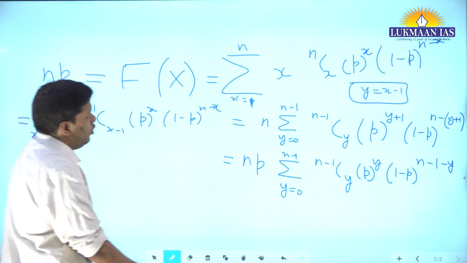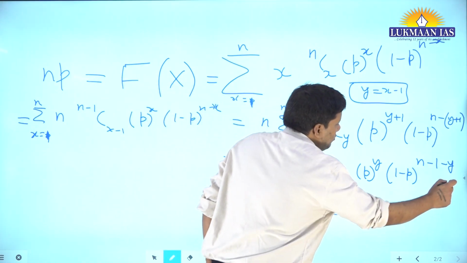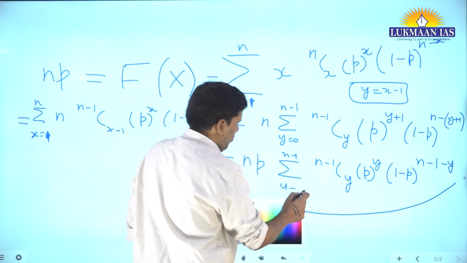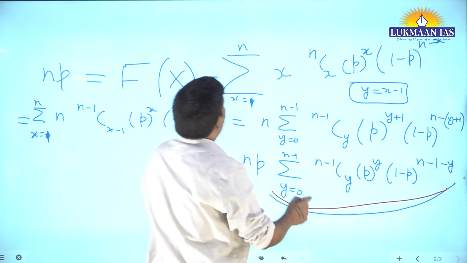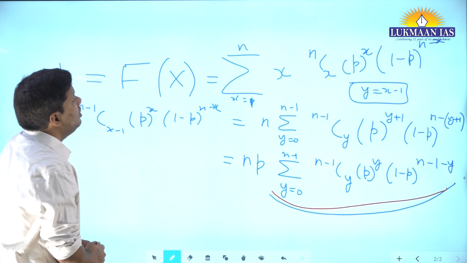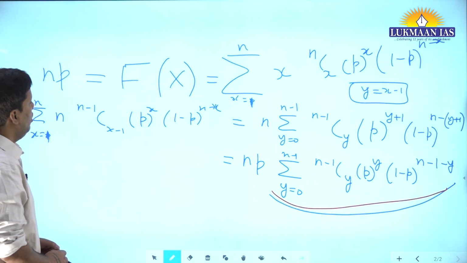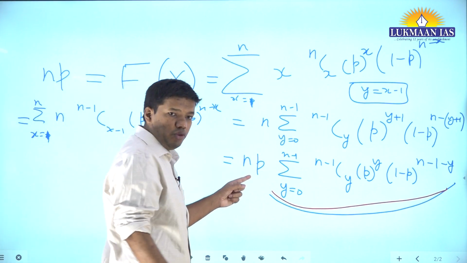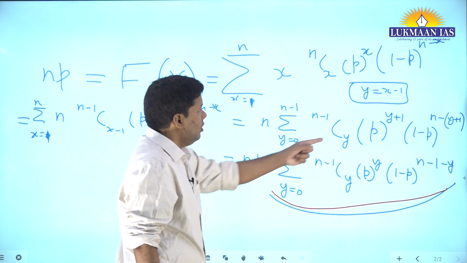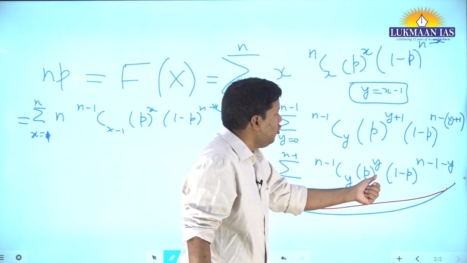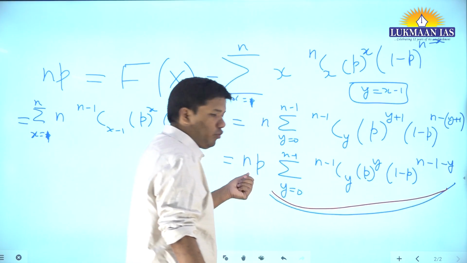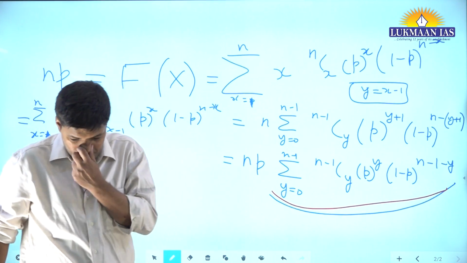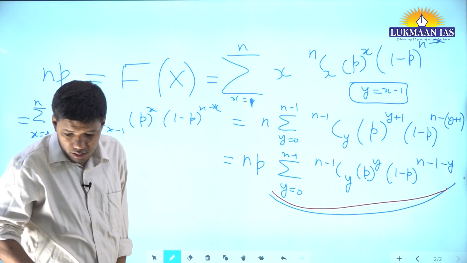Now you have to convince yourself about this expression. What expression? p to the power y plus 1. So that one p I have taken outside, right? p to the power y into p you will write. So p I have taken outside. Any problem? Then this is fine.